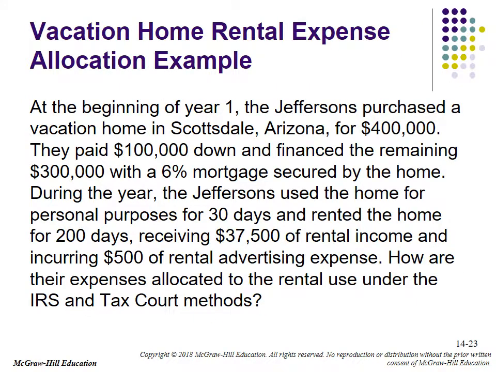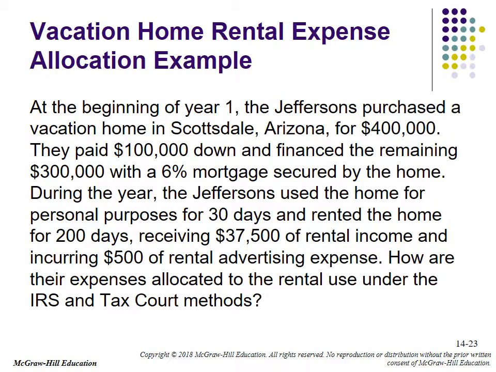So let's take a look at an example. At the beginning of year 1, the Jeffersons purchased a vacation home in Scottsdale, Arizona for $400,000. They paid $100,000 down and financed the remaining $300,000 with a 6% mortgage secured by the home. During the year, the Jeffersons used the home for personal use 30 days and rented the home 200 days. They received $37,500 of rental income and incurred $500 of rental advertising expense.